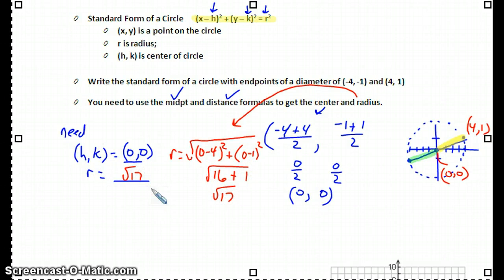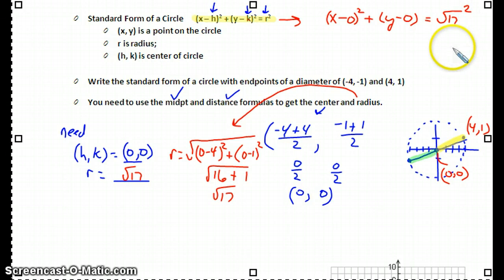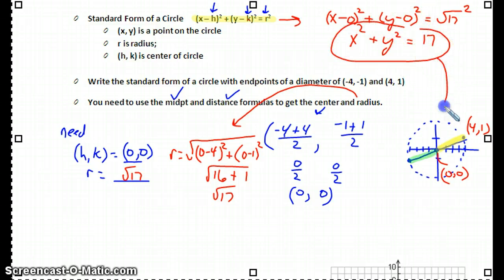So again, the two things I needed were the center and the radius. Now just plug it into your equation. (x minus 0), because h is 0, squared, plus (y minus 0), because k is also 0, squared, equals the square root of 17 squared. And if we simplify this a little bit, (x minus 0) squared is just x squared. (y minus 0) squared is just y squared. And the square root of 17 squared is 17. So the equation for my circle that I drew here would be x squared plus y squared equals 17.